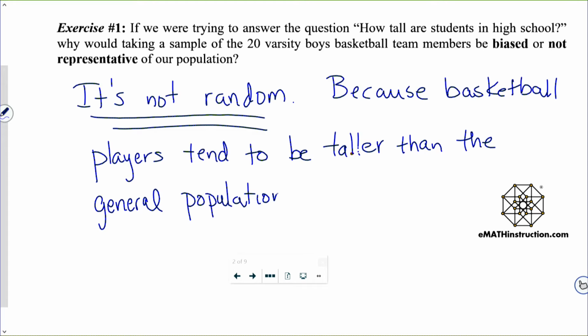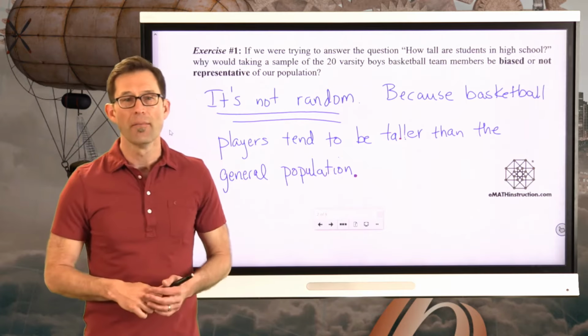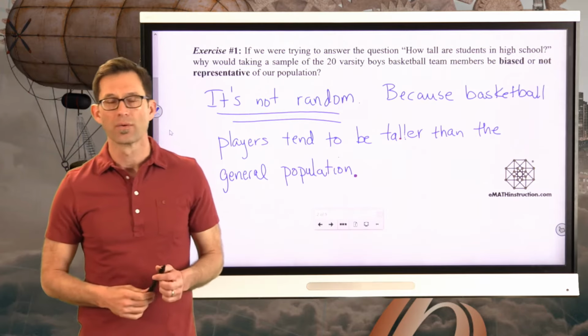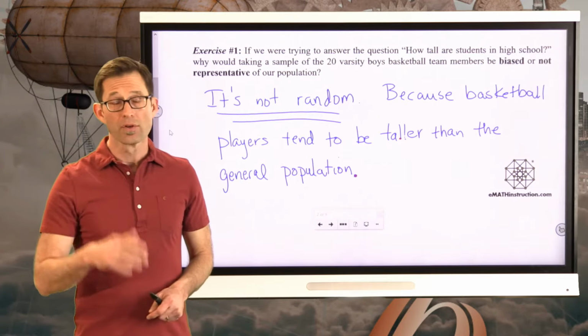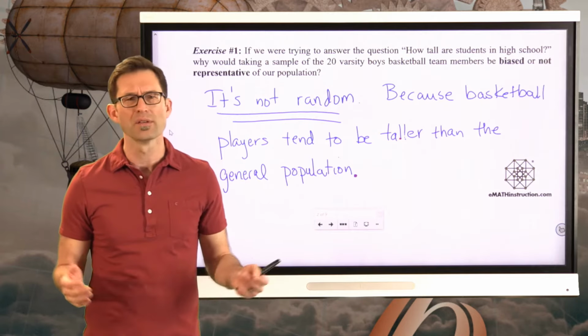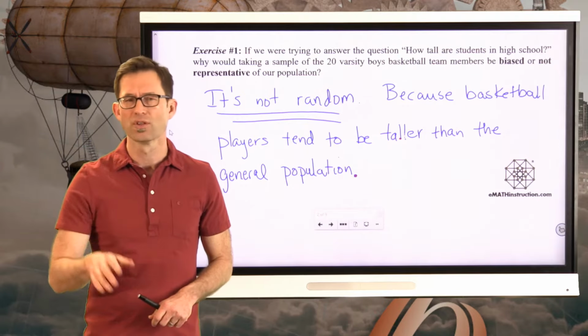If I really wanted to answer the question, how tall are people in high school? And I just use these basketball players, right? Maybe they come back and their average height is 6 feet 3 inches tall, right? And I said, well, on average, people in this high school are 6 feet 3 inches tall. That would be really misleading, right? That sample wouldn't represent the population at all.